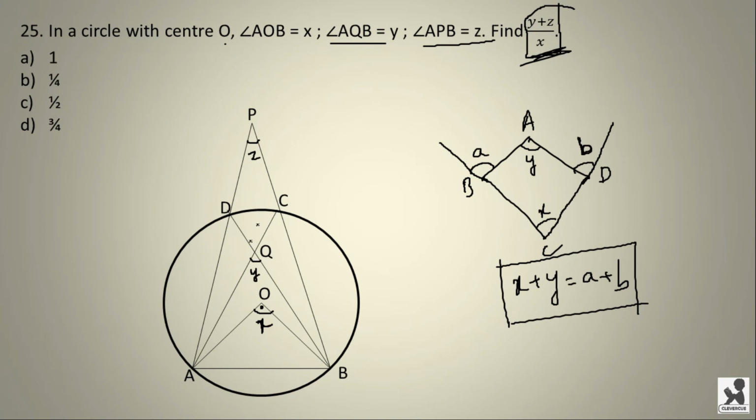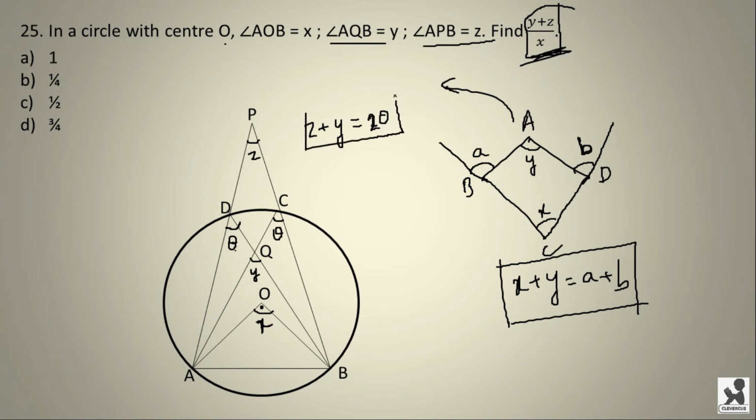And hence, coming to the question, take this as theta. The angle ADB as theta, and then angle ACB is also theta. I hope you understand why. If you don't understand, please refer to the previous questions. Now, from this formula, we can see that z plus y is equal to theta plus theta, that is 2 theta.